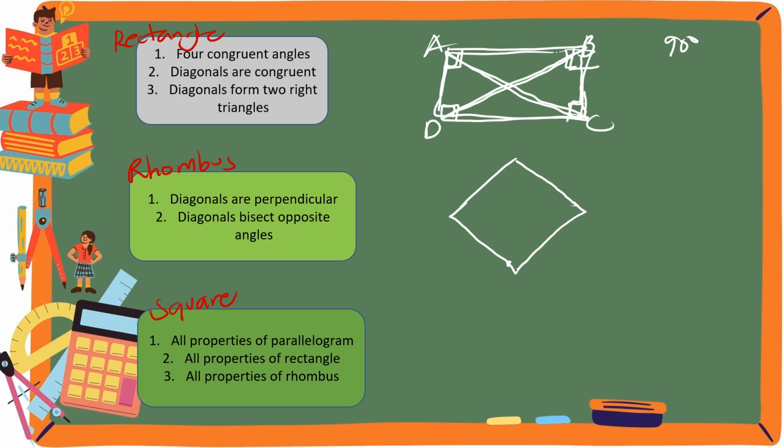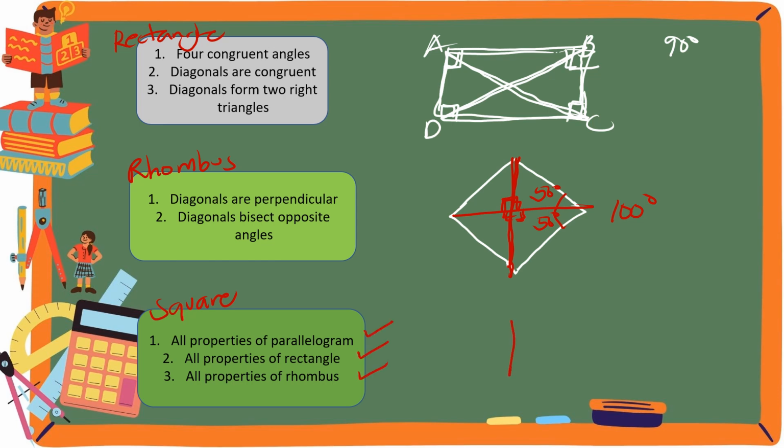Sa diagonal naman ito ay perpendicular. Kung ito yung ating diagonal, nagpo-form siya ng 90 degrees. Kaya siya nagpe-perpendicular. It forms 90 degrees sa ating gitna. Then, diagonals bisect the opposite angles. If this angle is 100 degrees, each of them is 50 degrees. That's what we mean. Then, the square naman, lahat ng properties ni parallelogram, ni rectangle, ni rhombus ay kuha niya.